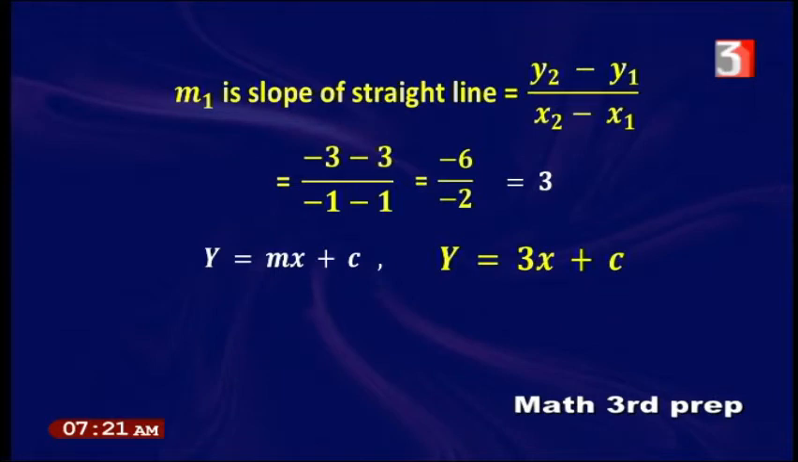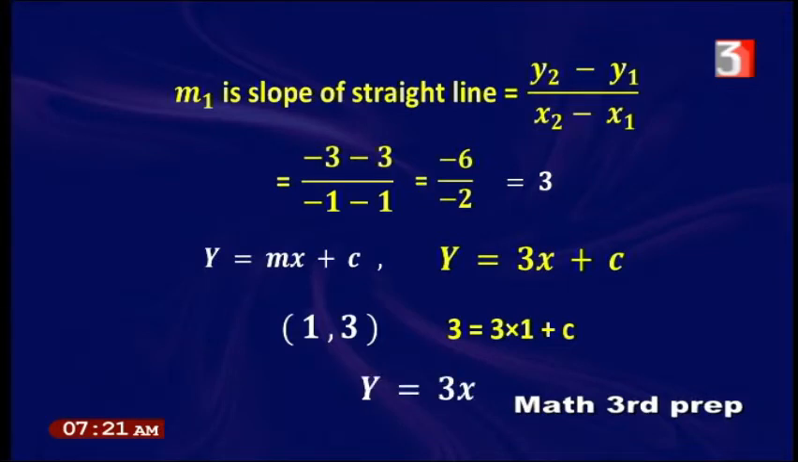To find the value of c, try to substitute with any of the 2 points through which the straight line passes. I am going to choose 1 and 3 as it is easier. So by substituting for 1 and 3 to obtain the value of c, it is 3 equals 3 times 1 plus c. Then you are going to obtain that c is equal to 0. And in this case, y is going to be equal to 3x. So the equation of the straight line is y equals 3x.